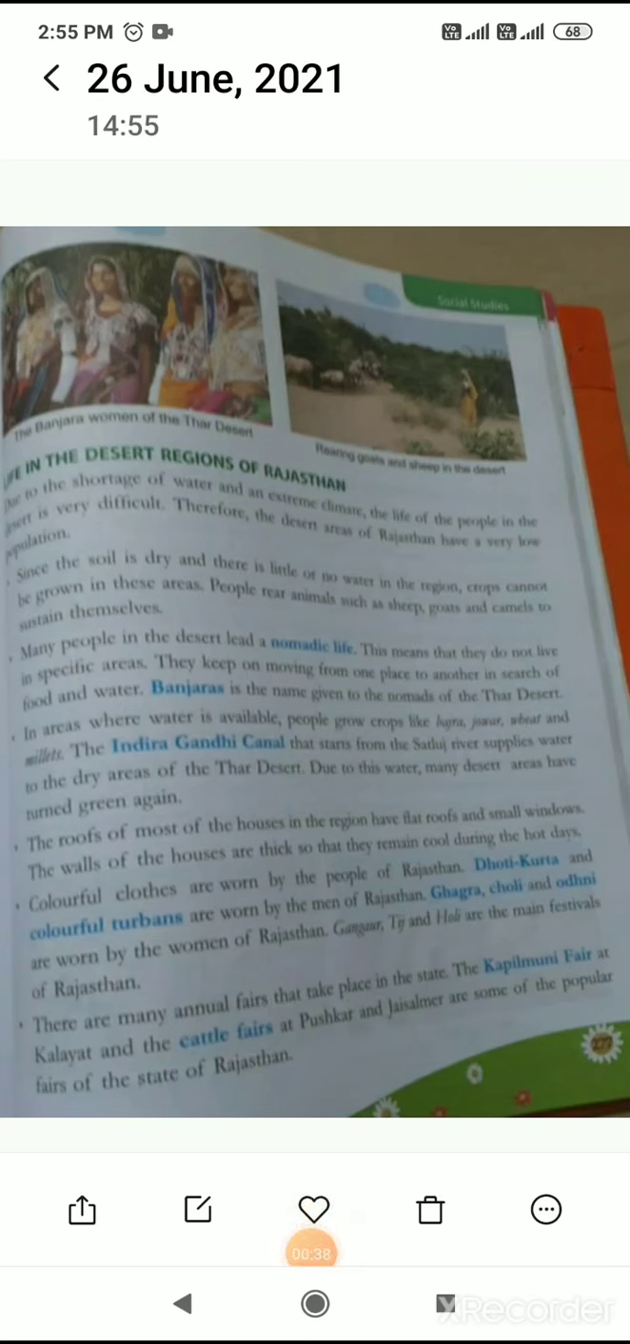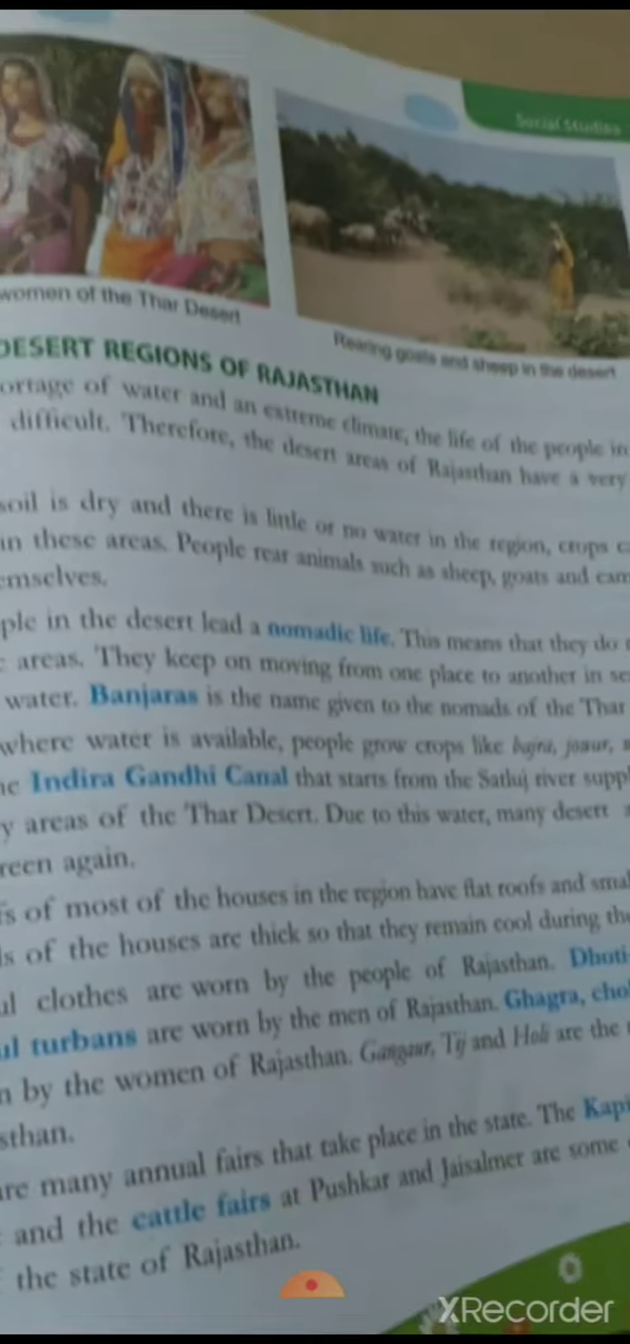Life in desert regions of Rajasthan. Due to the shortage of water and an extreme climate, the life of the people in the desert is very difficult. Therefore, the desert area of Rajasthan has a very low population, since the soil is dry and there is little or no water in the region. Crops cannot be grown in these areas. People rear animals such as sheep, goats, and camels to sustain themselves.